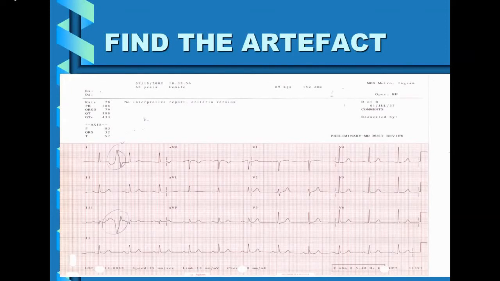Then what is this? This is something wide and bizarre. So it could be a PVC or it could be artifact. Premature ventricular contraction can be seen just like that, but most of the time they have a post-PVC compensatory pause because the sinus node gets reset itself. So this is also an example of artifact.